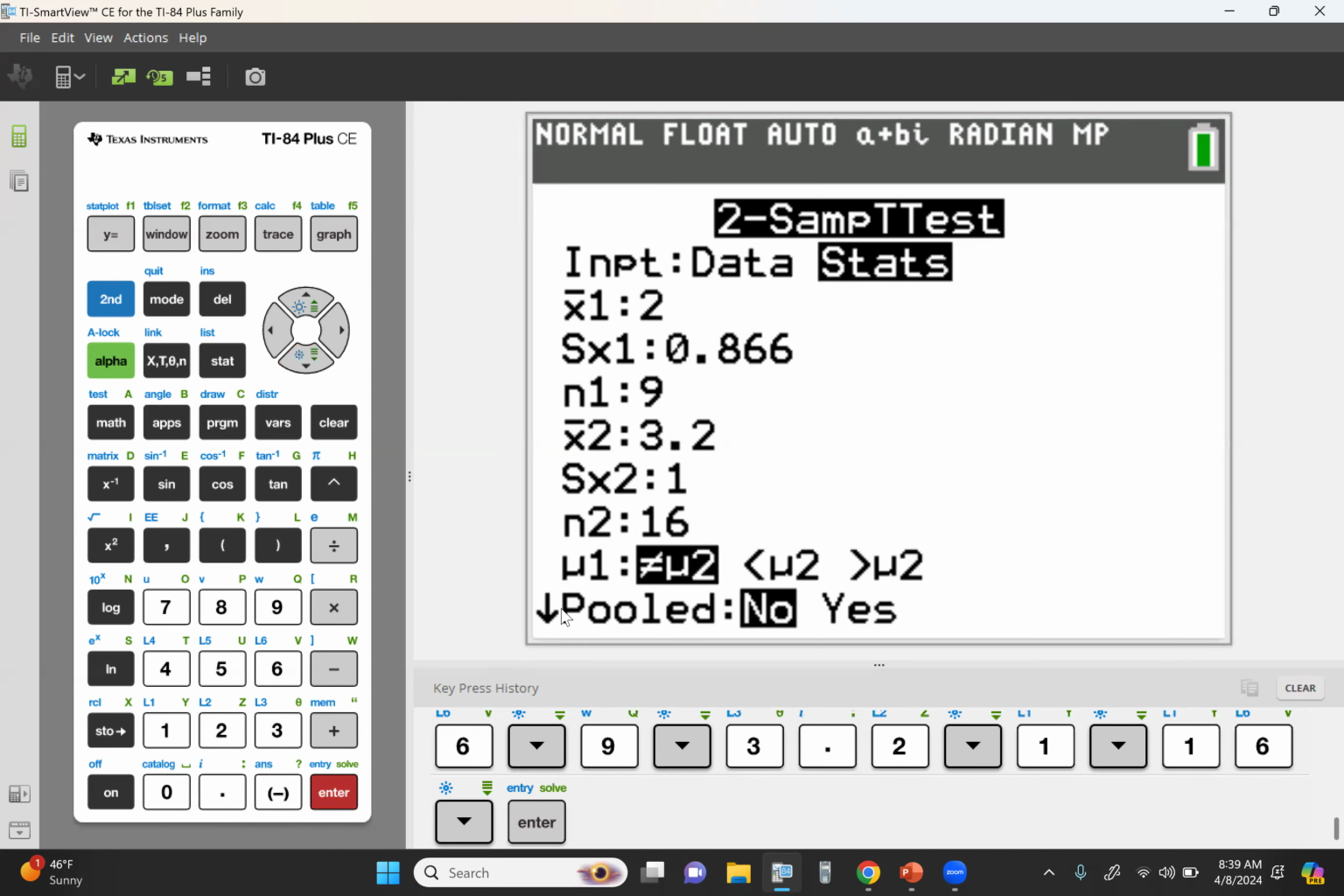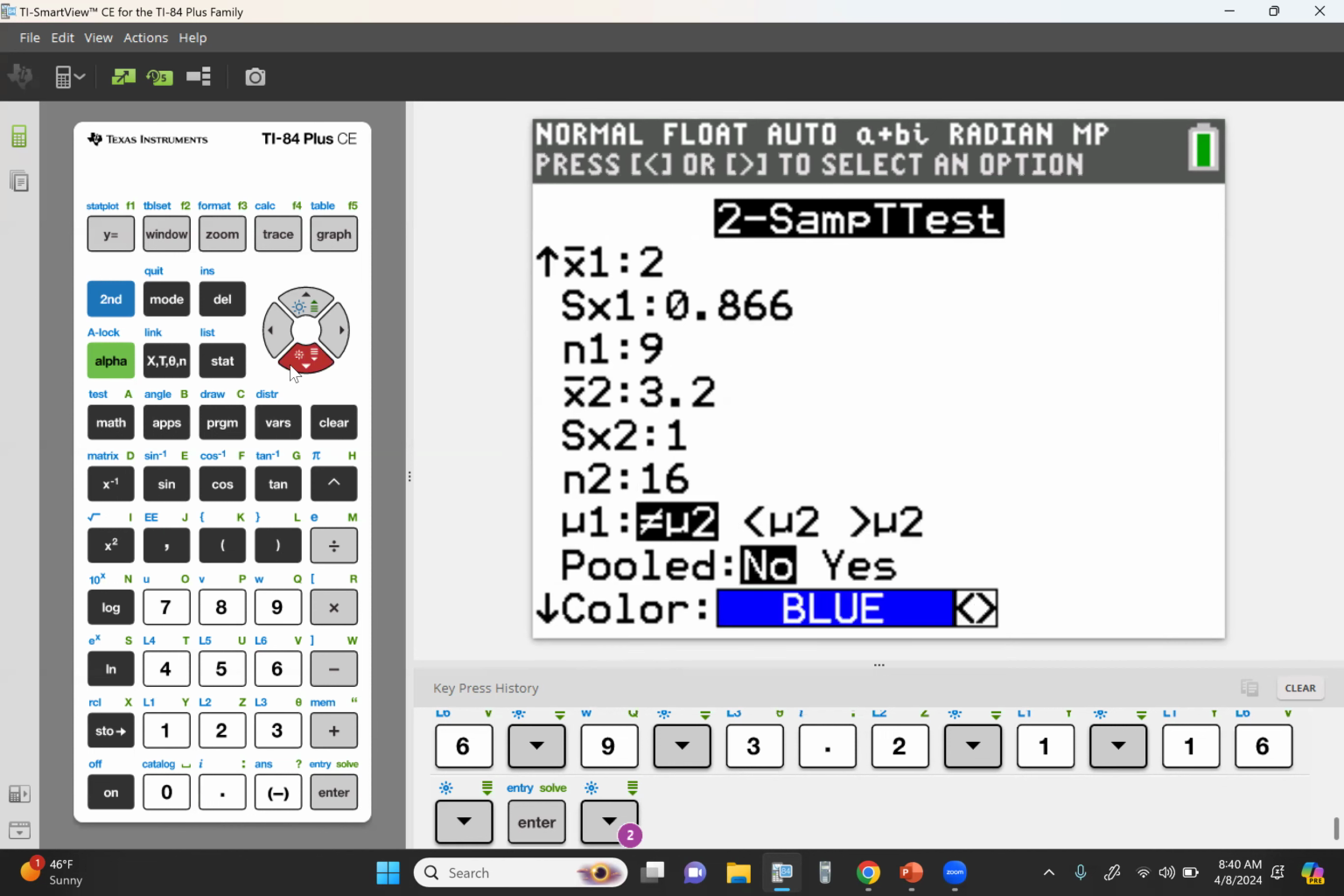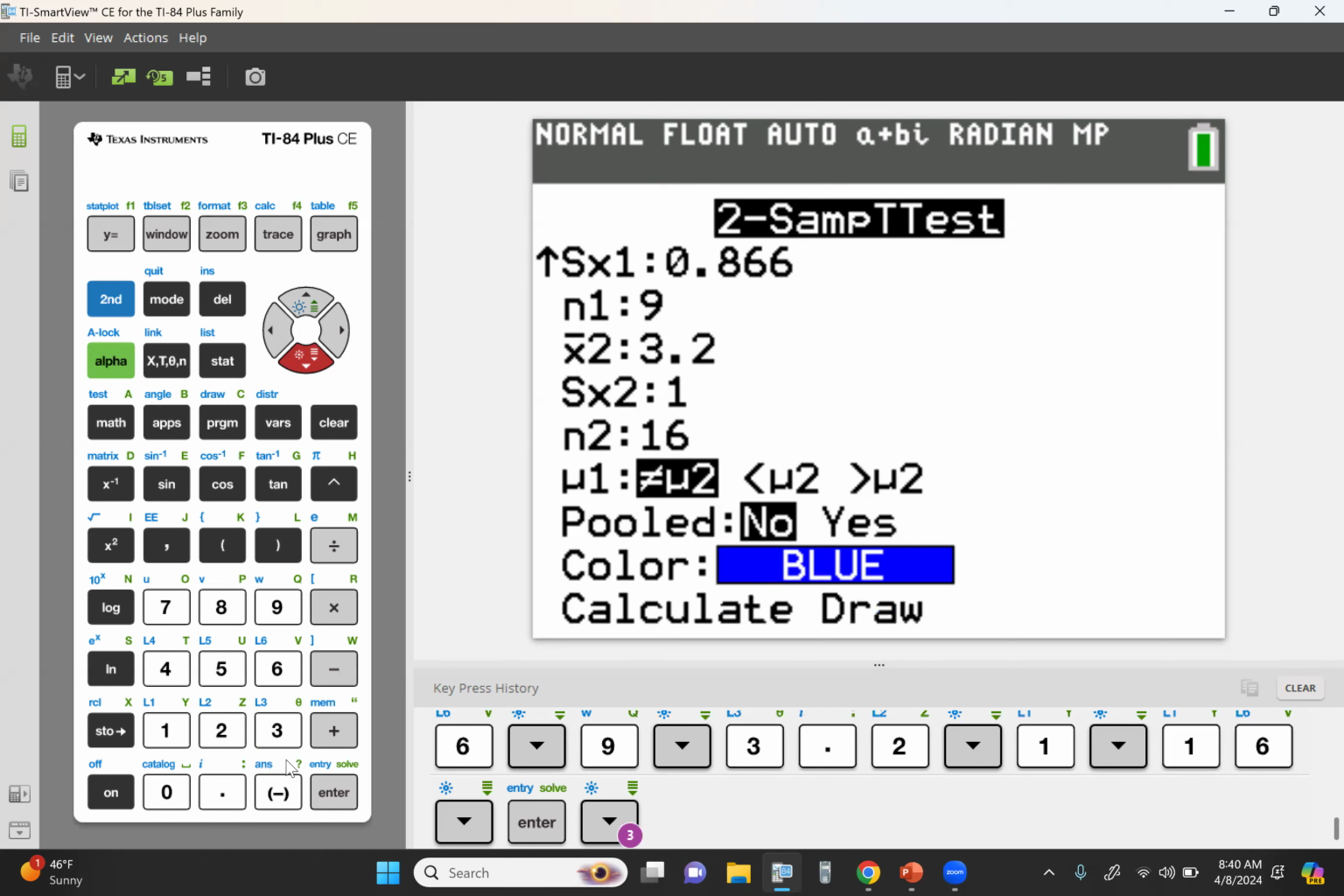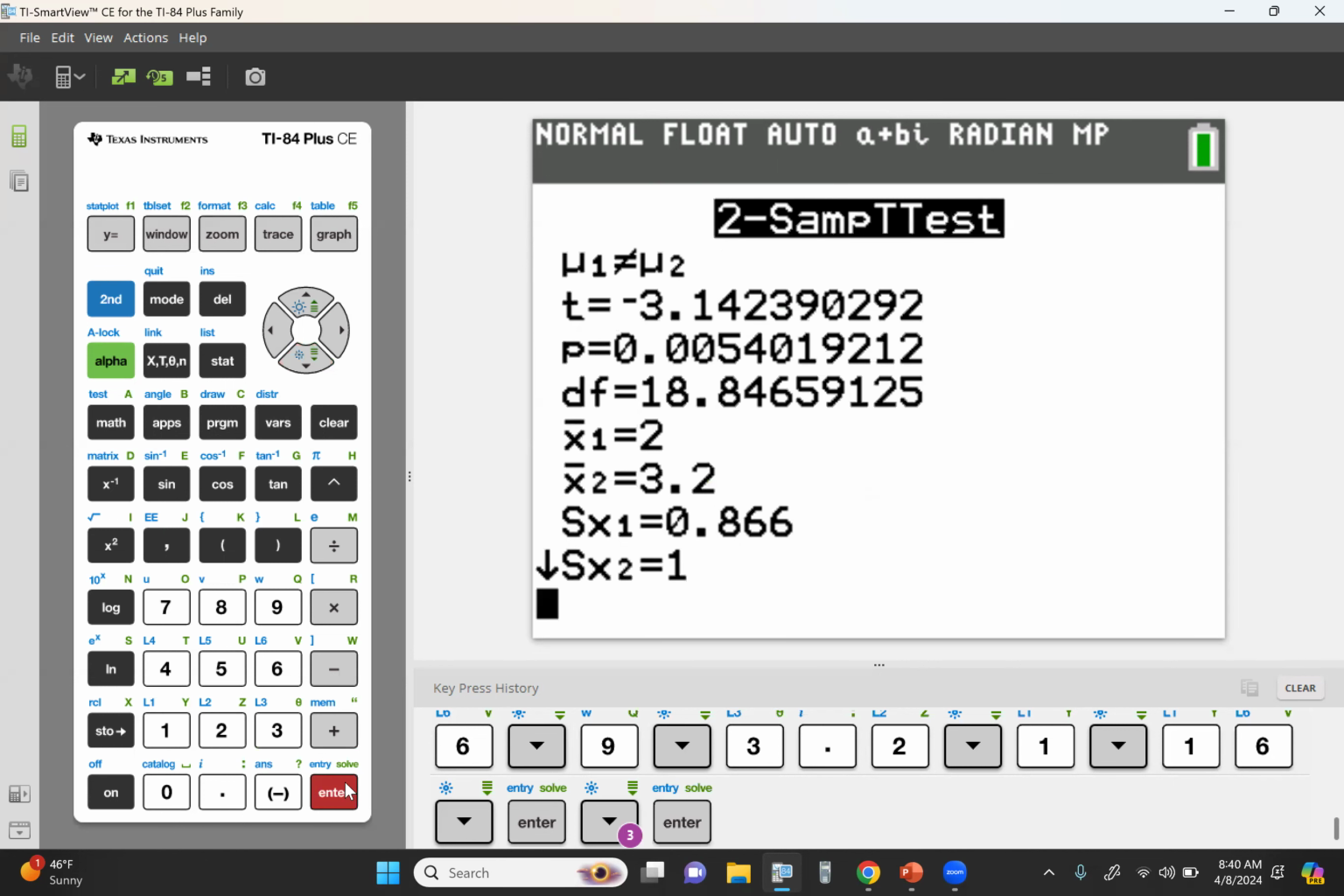Are we pooling the statistics, thus pooling the variances? Nope, not going to pool them. Although we could, according to the criteria we had for pooling variances, the ratio of the standard deviations is fairly close to 1. So we could if we wanted to, but we're not going to. Are we going to calculate? Is that exactly what we got?